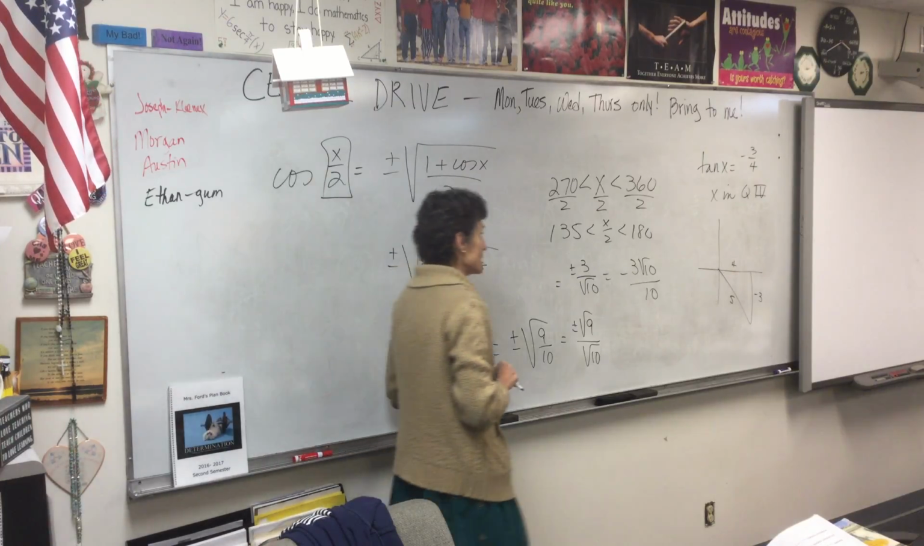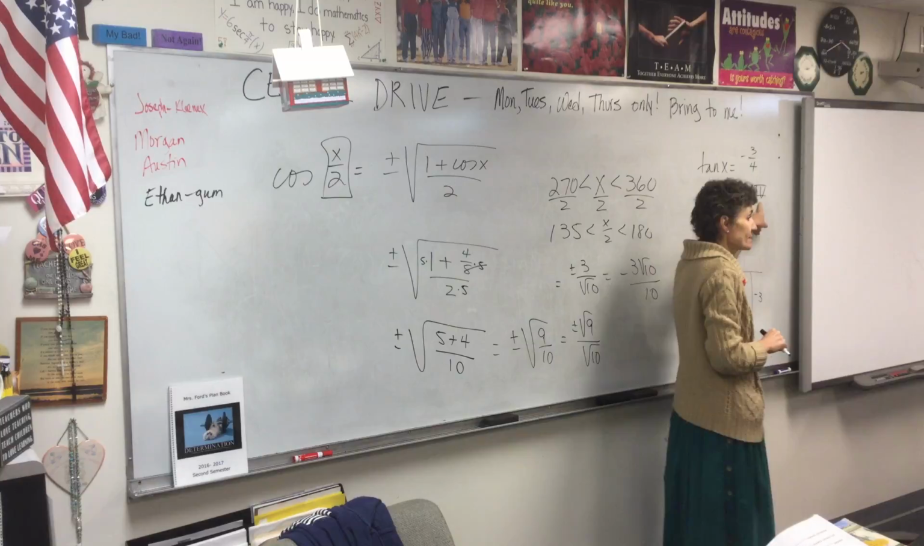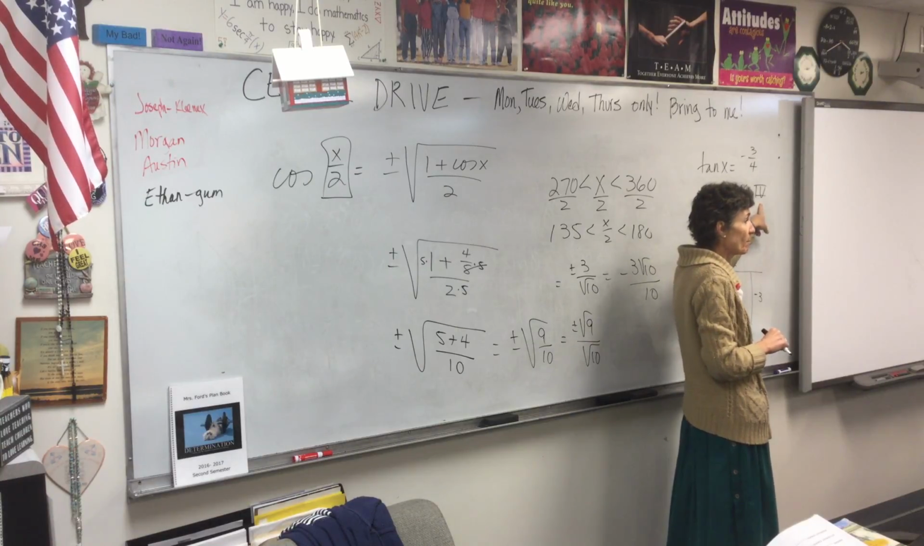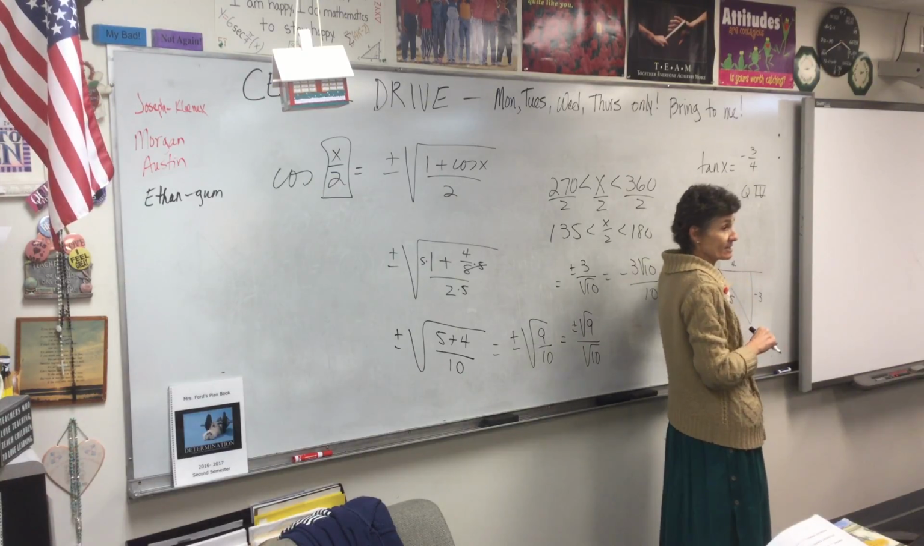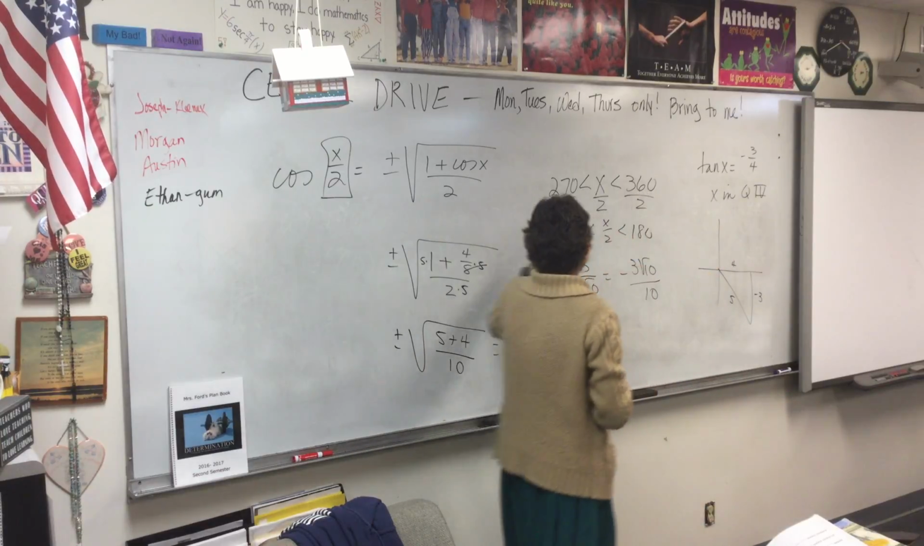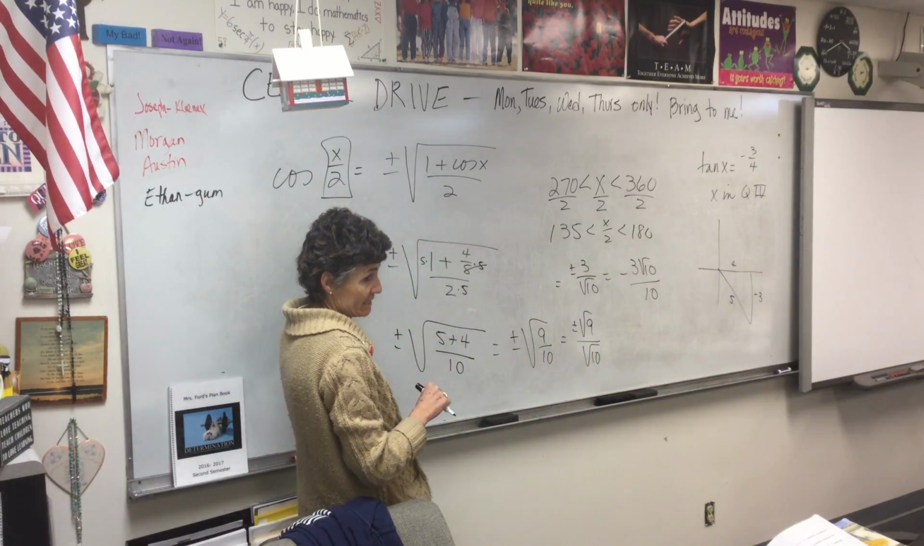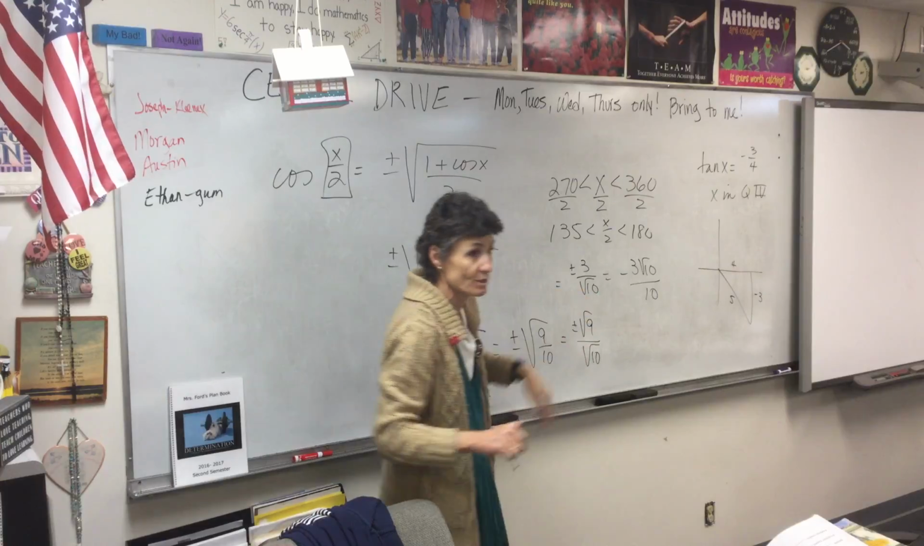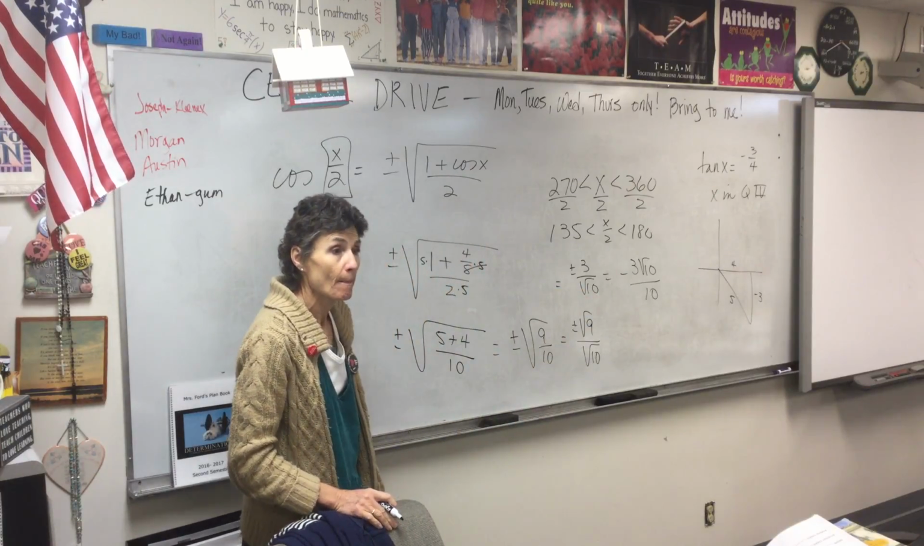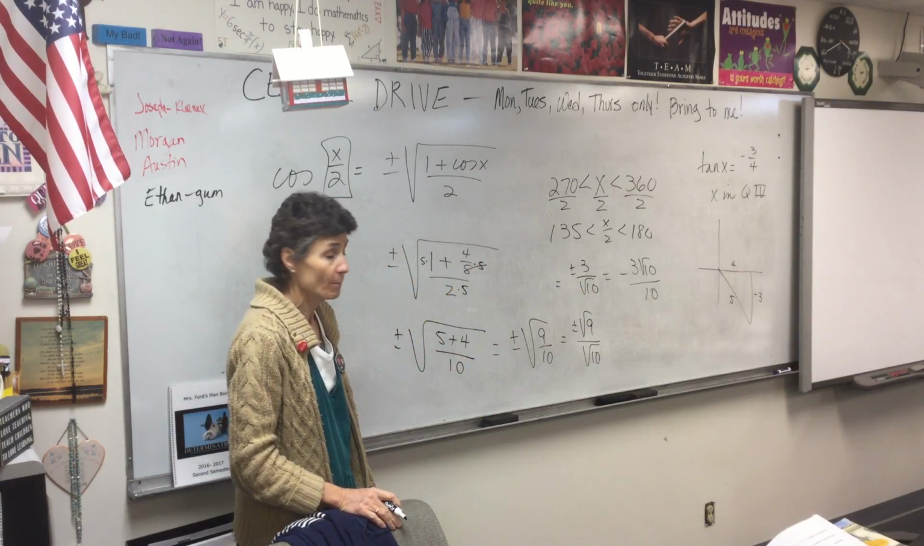What a lot of times kids will do is look at this and say, oh, that's quadrant 4, cosine's positive. But x is in quadrant 4. You need to figure out where half of it is when you choose your sign. Is it possible to get an imaginary number? No.